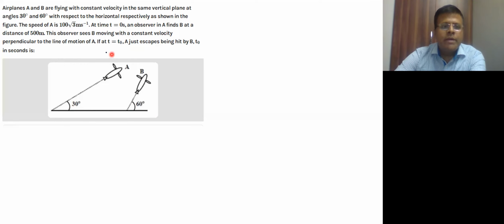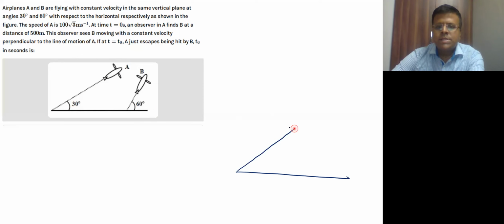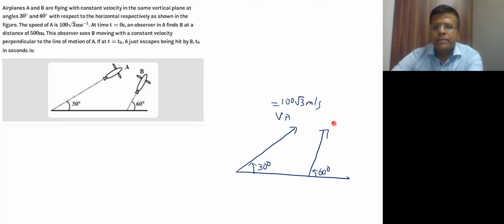The speed of A, let's write that here. Let's draw a new diagram better because there may be some more details which we want to draw. So this is, let's say, velocity of the aeroplane A, and this is given here as 100 root 3 meter per second. And this angle is 30 degree. And there is another aeroplane which is making an angle of 60 degree. It's going in the same plane. That's velocity of B.